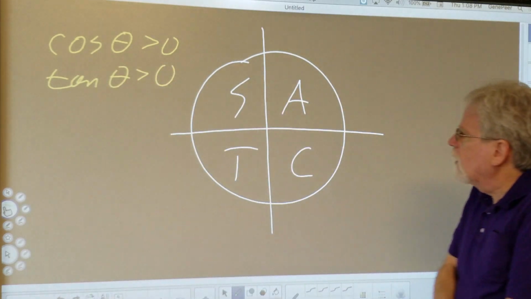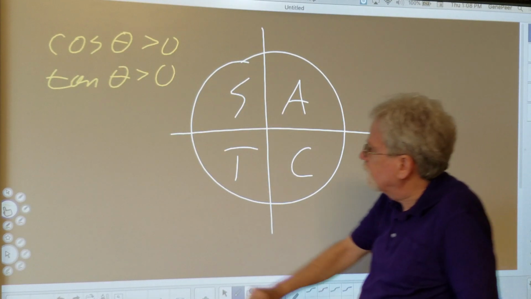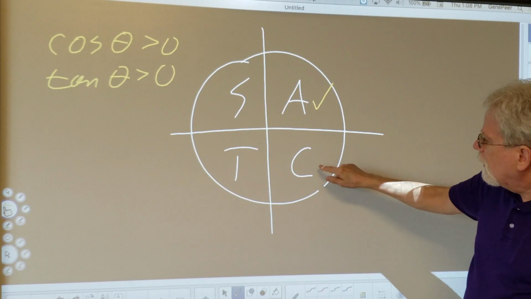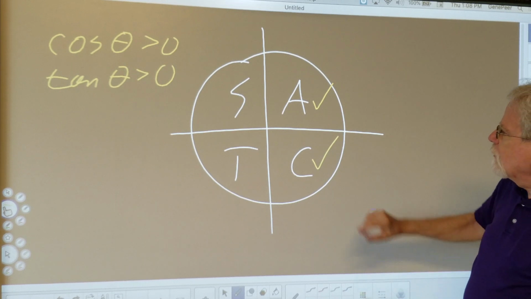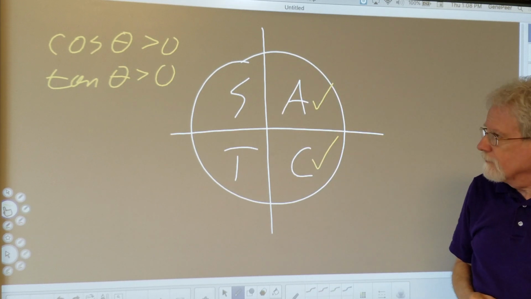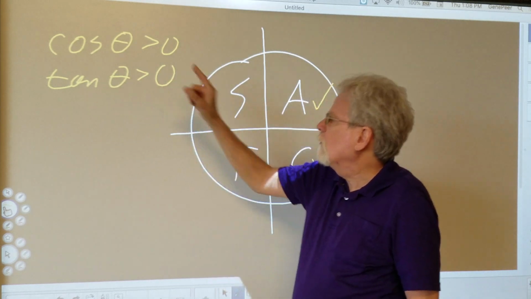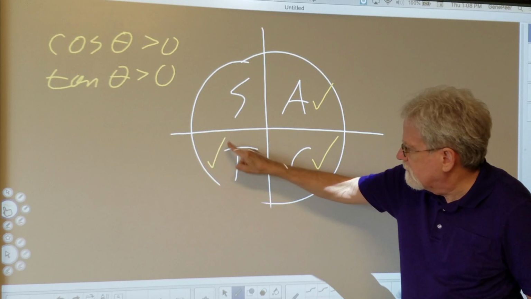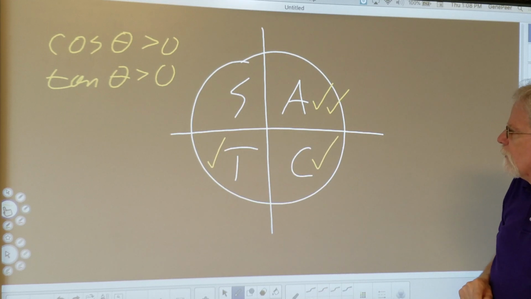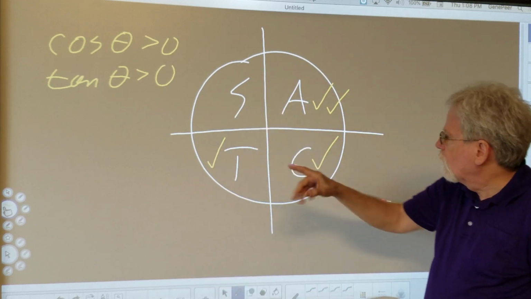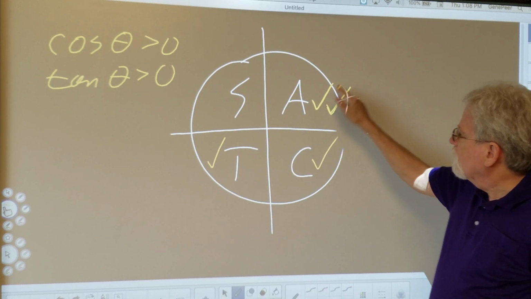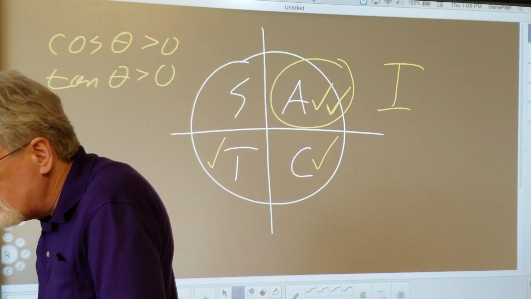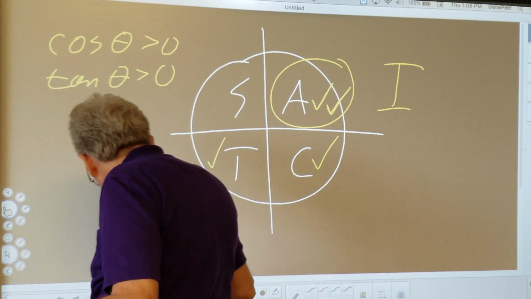All right, so where is cosine positive? They're all positive here, and cosine is also positive here. So my mystery angle has to be here or here. But we're also told the tangent is also positive. Well, where is tangent positive? Tangent is positive here and here. Well, the only place where those two requirements overlap is here. We must be in the first quadrant. Done.